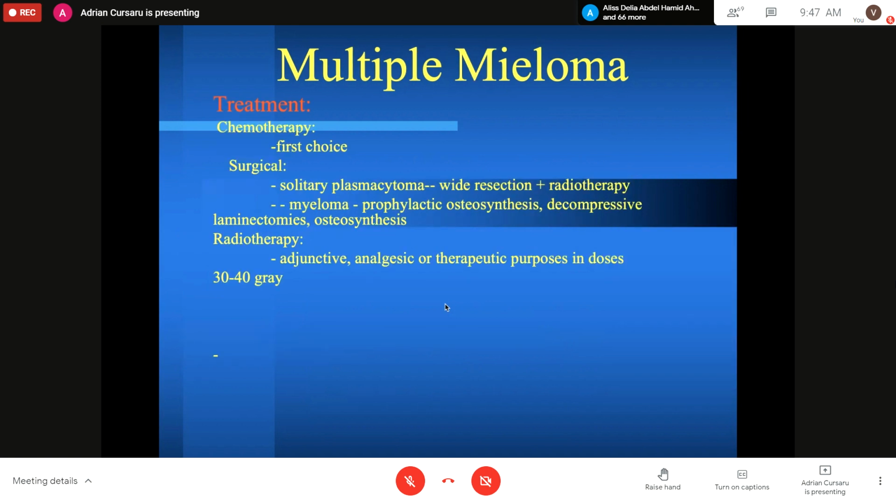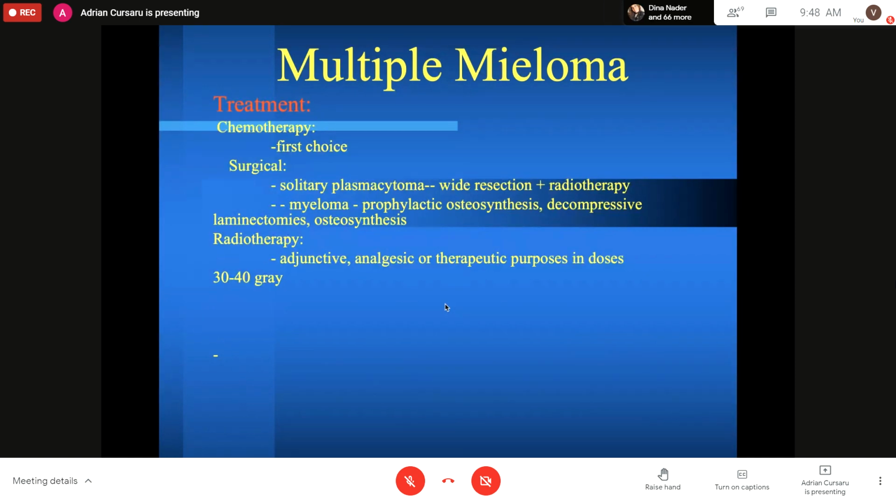The treatment in multiple myeloma is the exception for our tumors about the chemotherapy, because it is the first choice, and we'll have to make that treatment, and then in case we have resistance of the bone tumor, you can make the resection. But in some cases, the final treatment is represented by the chemotherapy. But in some cases, you will have to make surgical intervention. But the surgical intervention is just for the solitary plasmacytoma, because you can make a wide resection and radiotherapy.